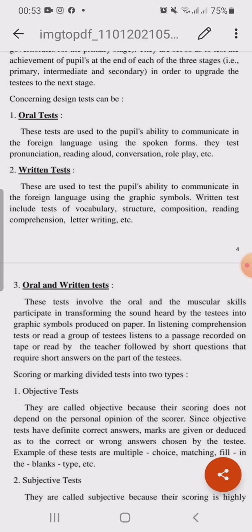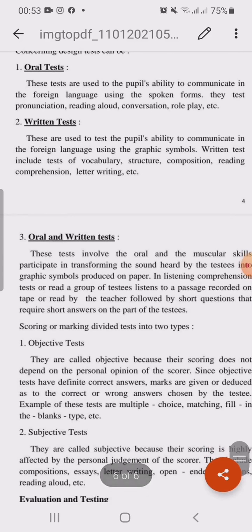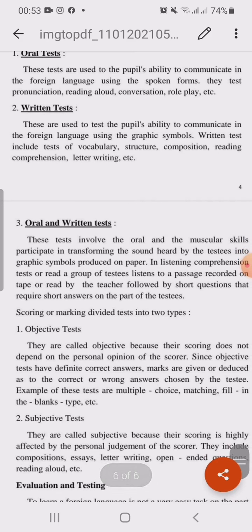Concerning design, tests can be number 1, oral tests. These tests are used to test the pupil's ability to communicate in the foreign language using the spoken forms. They test pronunciation, reading aloud and conversation role play. These tests are oral in order to examine students' pronunciation, reading, conversation and role play, meaning performance.